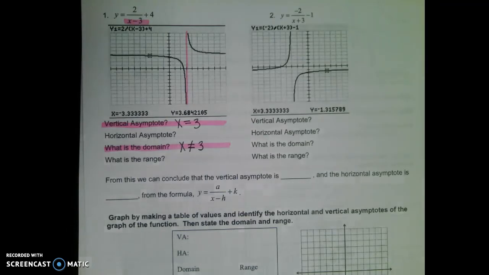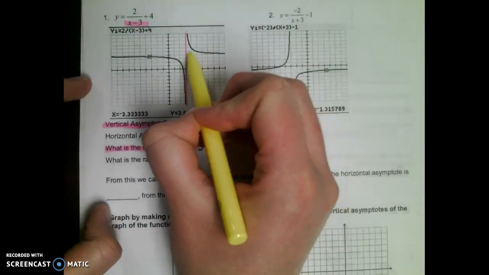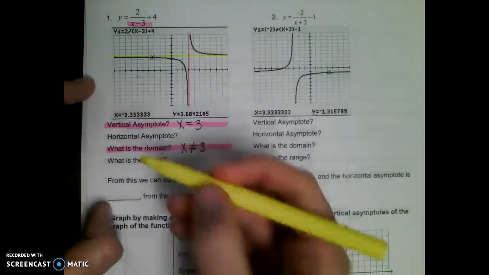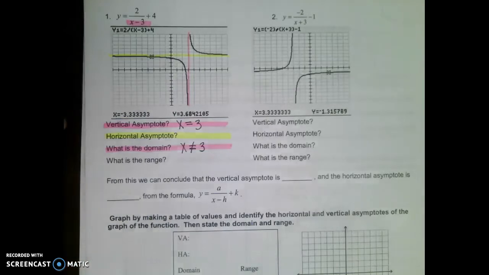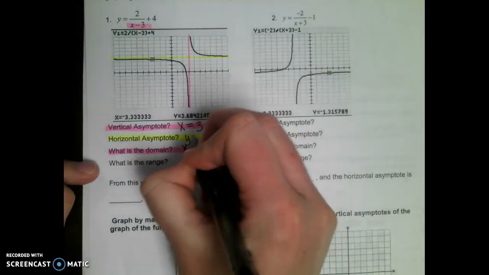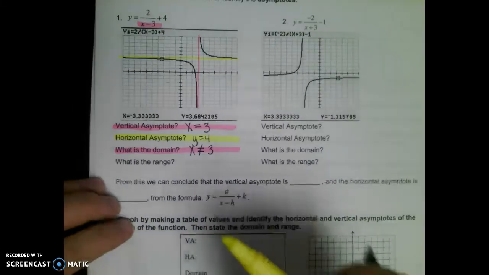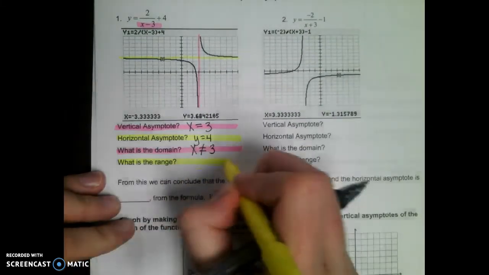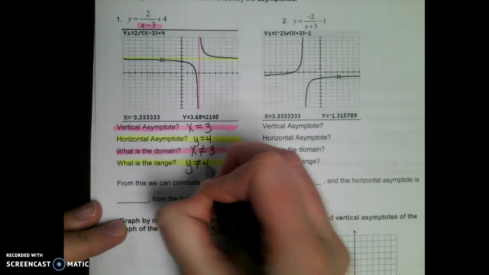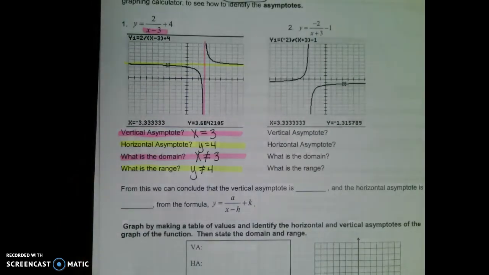Now let's look at the horizontal asymptote. This appears to have a horizontal asymptote right there. What are the coordinates of that horizontal asymptote? Y equals 4. Anyone want to take a guess what the range is going to be? Y cannot equal 4. There are points above and below the asymptote. There are no points on the asymptote, so y cannot equal 4. Take a look at the equation. Do you see 4 anywhere in the equation?